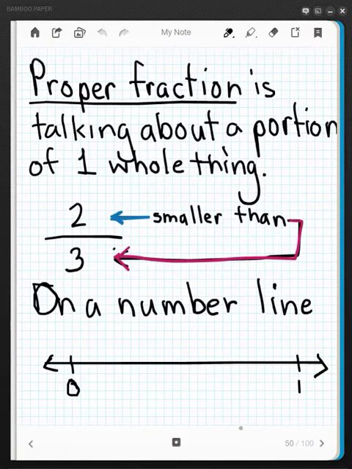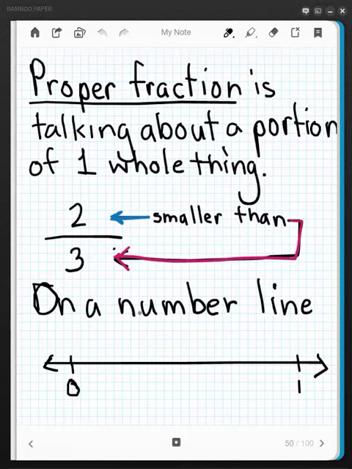So there are 2 types of fractions. The first one we're going to talk about is the one that we have visualized already. It is a proper fraction. A proper fraction is a portion of one whole. In a proper fraction, the numerator is smaller than the denominator.